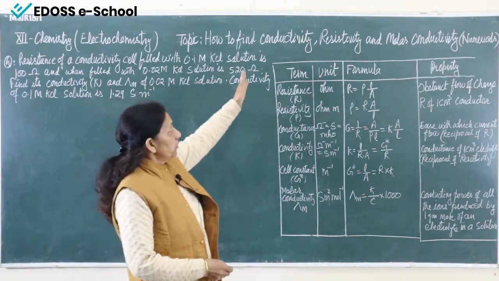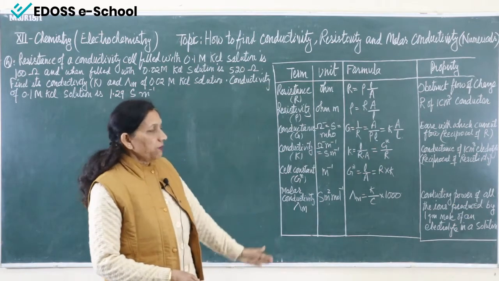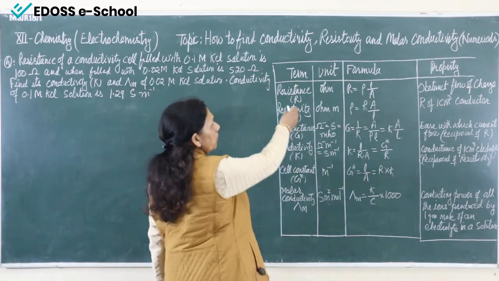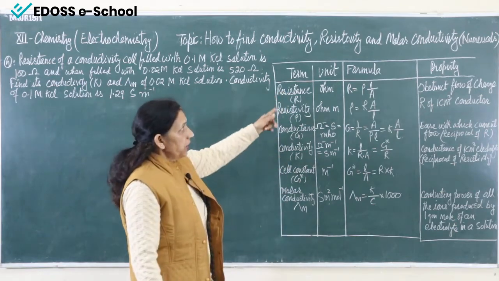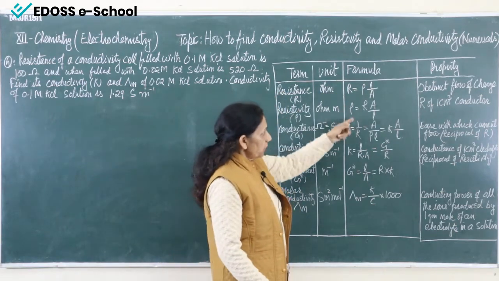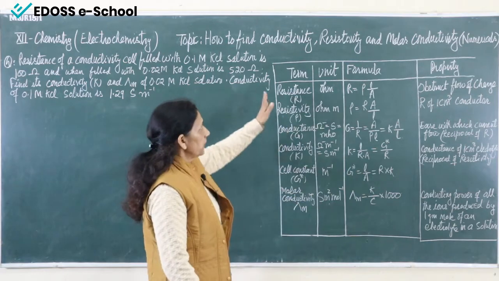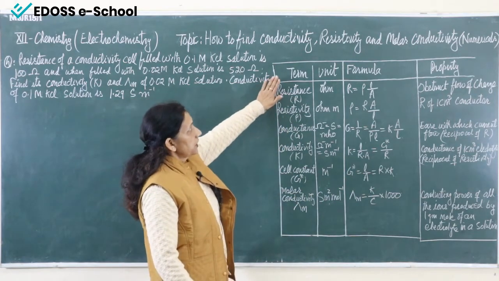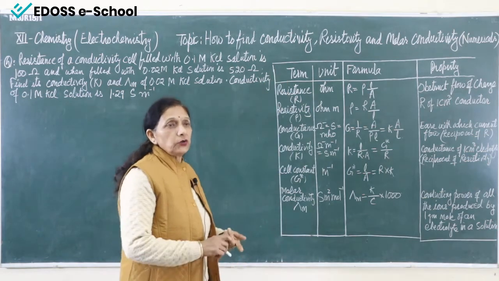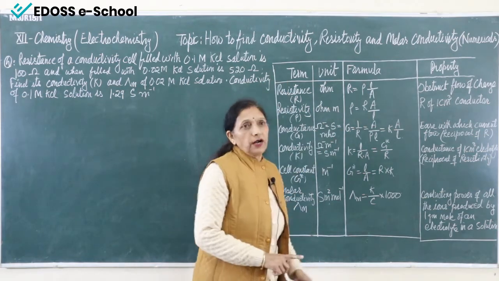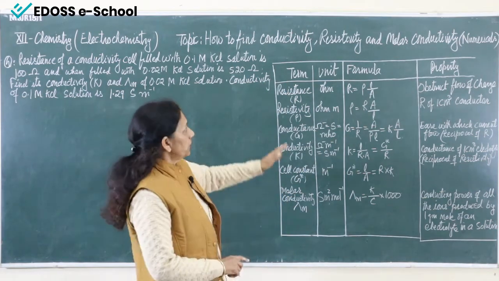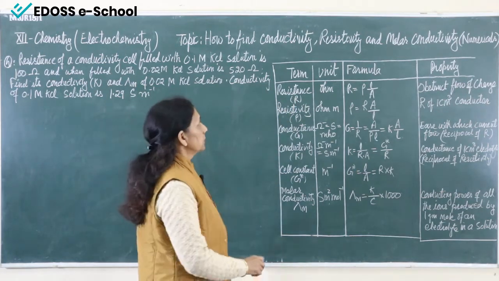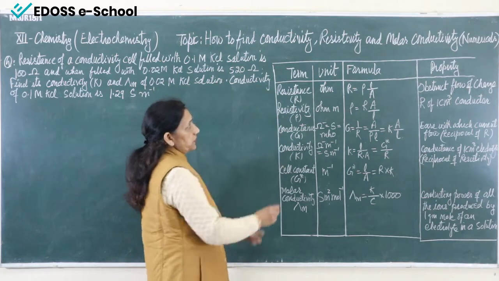All the numericals are based on these topics. So before coming to the topic, I have made one table for you, and this table is very important, because all the numericals that you have to do are based on these formulas. One by one I am coming to the formulas. See here, these are the terms, their units, the formula, and the property of that particular term. First I am coming to resistance.